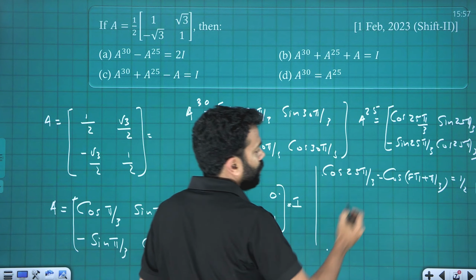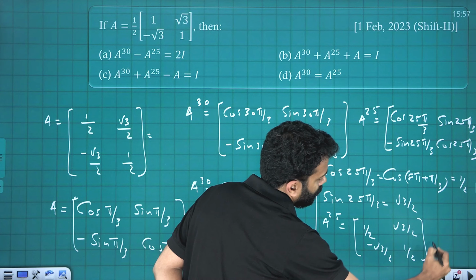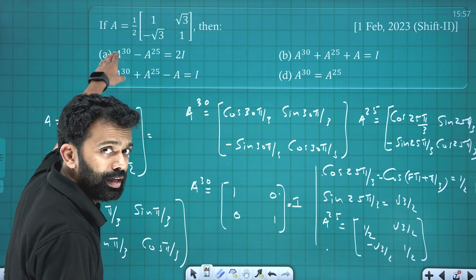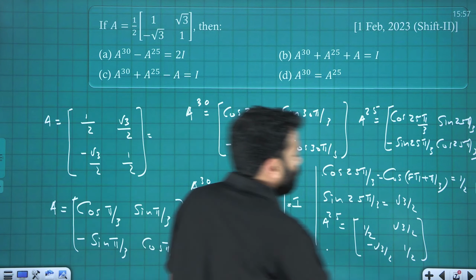So A raised to 25 is equal to 1 by 2, root 3 by 2, minus root 3 by 2. Okay, and this is equal to this matrix, right? And A raised to 25 is equal to A. It's almost over then. Okay, so A raised to 30 is equal to I and A raised to 25 is equal to A. From that, you need to identify the corresponding options. Okay, I think C is the correct answer.